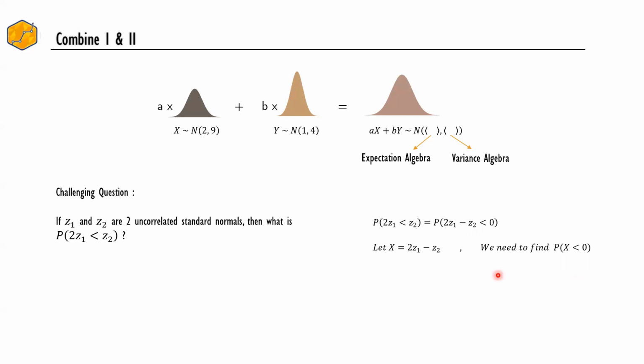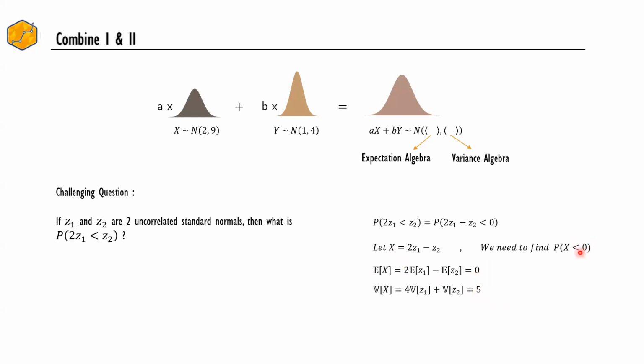We have three things to do. One is, first of all, we know X will be normally distributed, right? Second, we can find out the expectation of X using expectation algebra. What is the expectation of X? 2 times expectation of Z1 minus expectation of Z2. Since these are all standard normals, everything is zero, we get zero, right? What is the variance of X? Well, variance algebra: 2 square, that is 4, variance of Z1 plus, don't do minus here, okay? Variance of Z2, because the coefficient is 1, right? The variance of standard normal is 1. So we get 4 plus 1, that is 5. And that's it. So we have the complete distribution of X. X follows normal distribution with mean 0, variance 5.